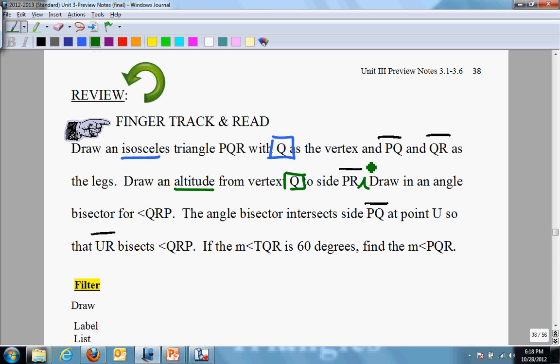And then I want to add intersect at T. Intersect at T. The altitude's going to intersect side PR at point T. We're going to draw in an angle bisector for angle QRP. The angle bisector intersects side PQ at point U, so that UR bisects QRP.